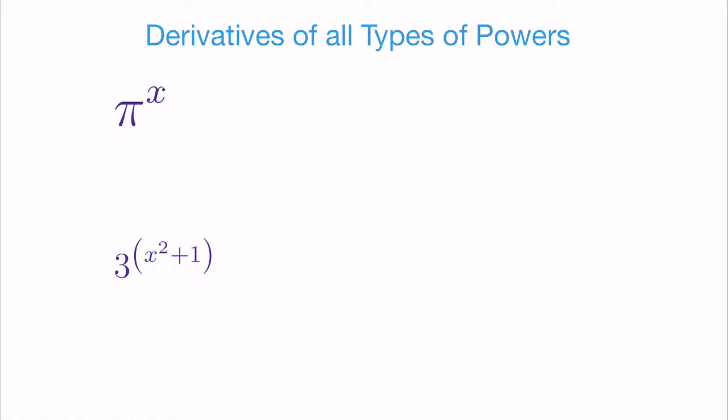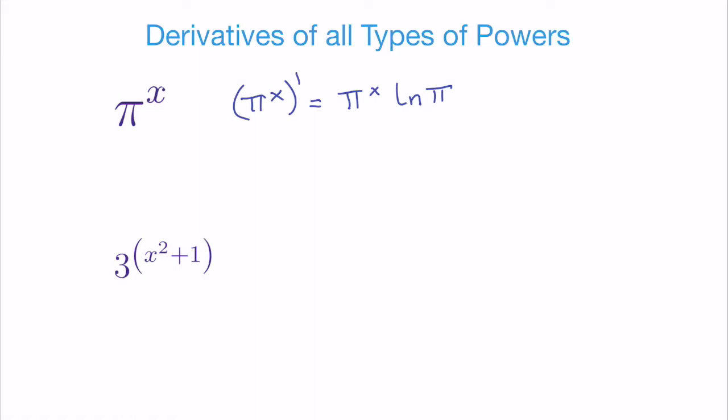Okay, what type of power is pi to the x? Constant base, because pi is a number, to a variable exponent. And this is an exponential function. So to derive this, we just use the derivative of the exponential, which is: keep the same exponential and multiply by ln of the base. And that's it.